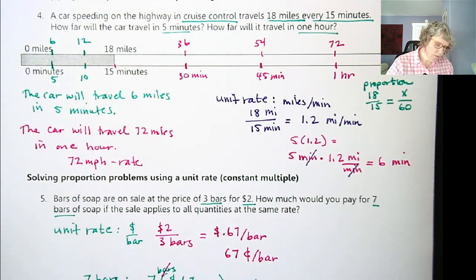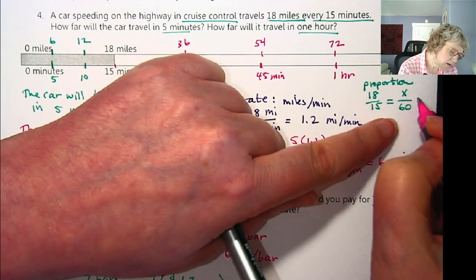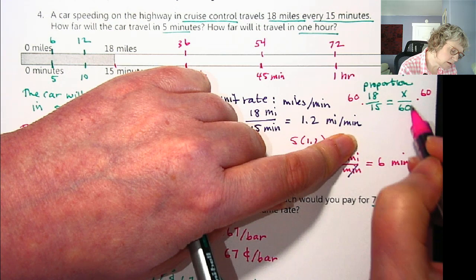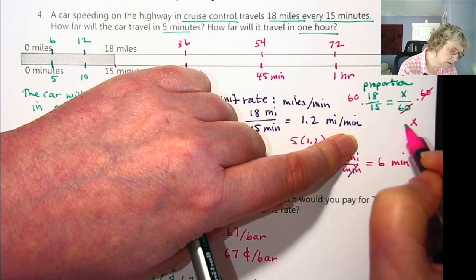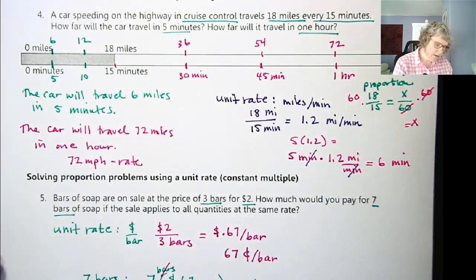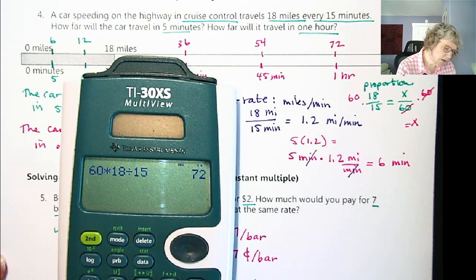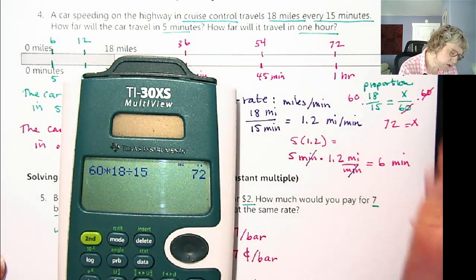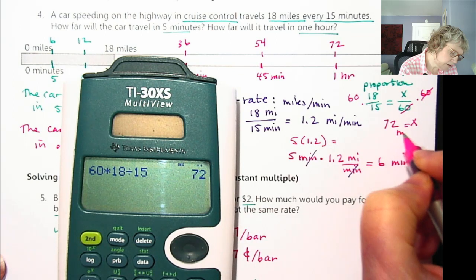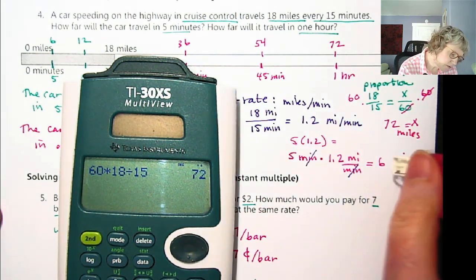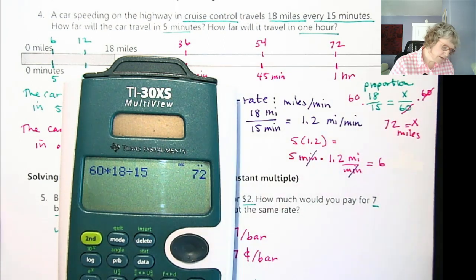And then I would need to multiply by 60 on both sides. And x is going to equal 60 times 18 divided by 15, and that's 72. I'm going to say miles. Oops, I see I did mess up my units right here. It should have been 6 miles.